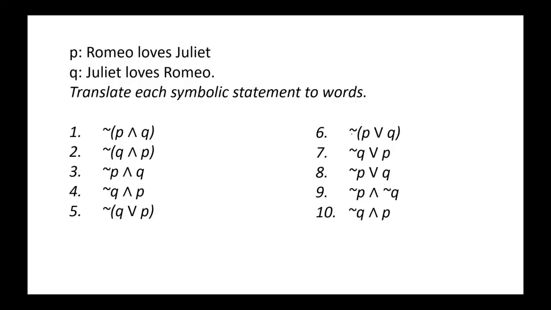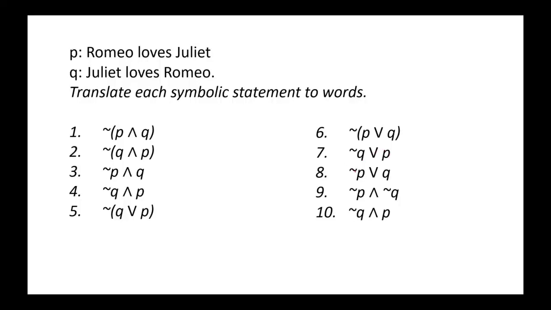Number 6, it's not true that Romeo loves Juliet or Juliet loves Romeo. Number 7, this one I don't have parentheses, so instead of saying it like that, I'll just stick the word not in there. On number 7, Juliet does not love Romeo or Romeo loves Juliet.